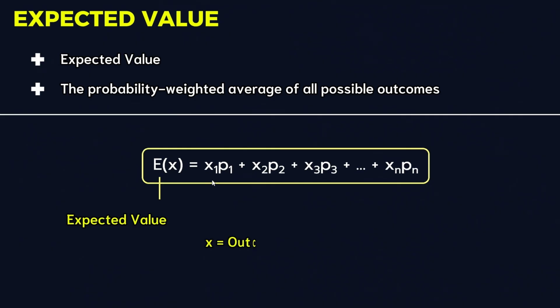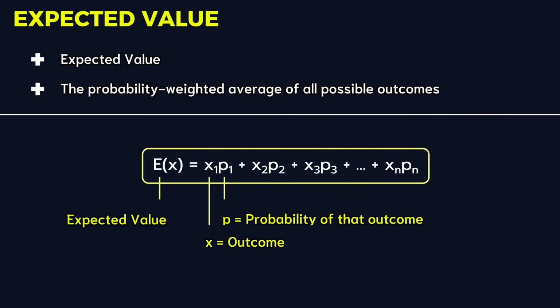Suppose we play a game that costs 20 per round. If we choose heads and the coin lands on heads, we win 20. If we choose heads but it lands on tails, we lose 20. Now let's apply the expected value formula. The first outcome is winning. X is the amount we win, and P is the probability of winning.